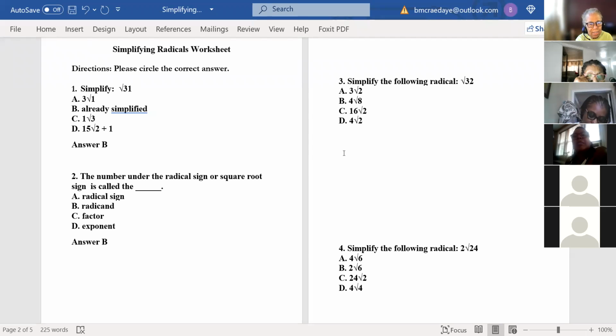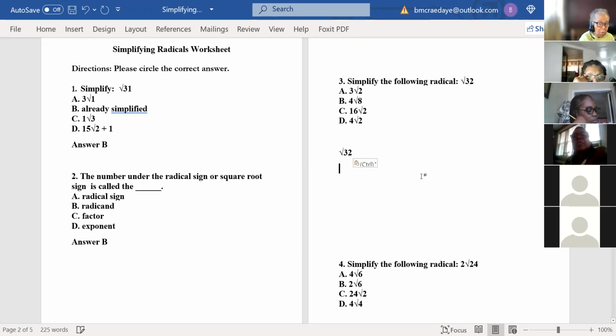Chastity, what are you saying? I was thinking it was B. Okay, you're saying B. What are you saying, Maureen? You say 32, right? No, we're on number 3. Oh, number 3, square root of 32. This is number 4 and 8, B. You said B? Okay. How did you get B, Maureen?